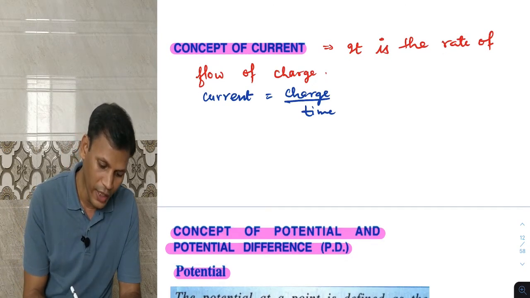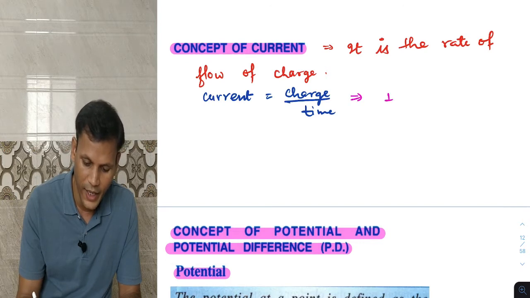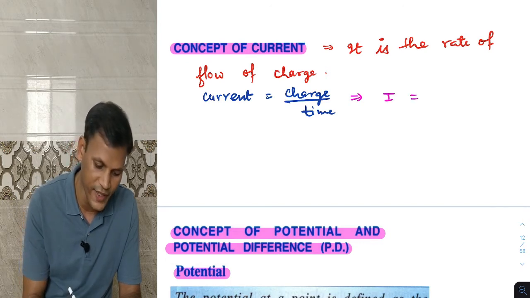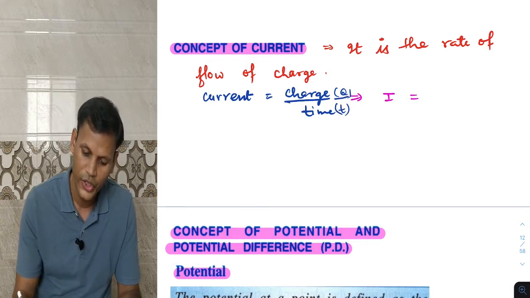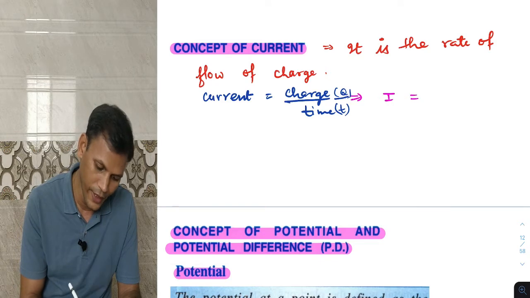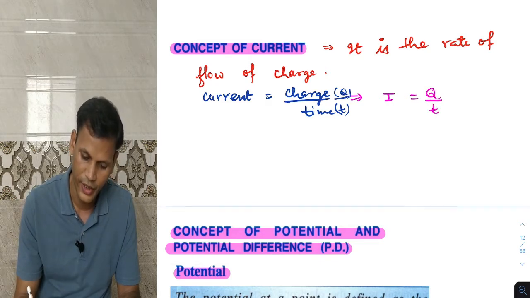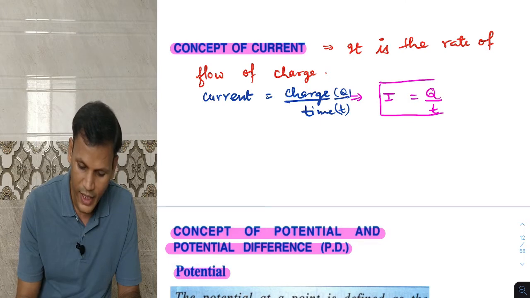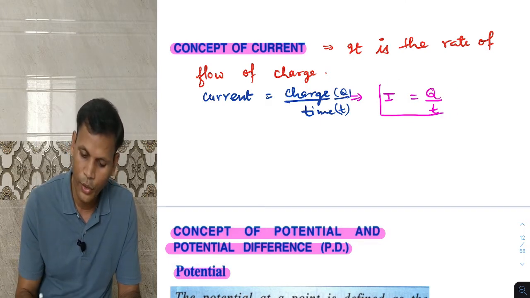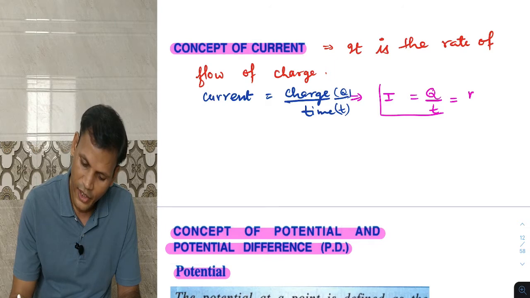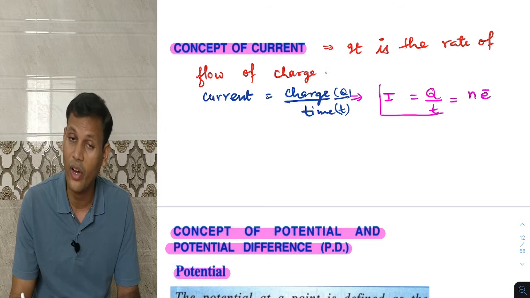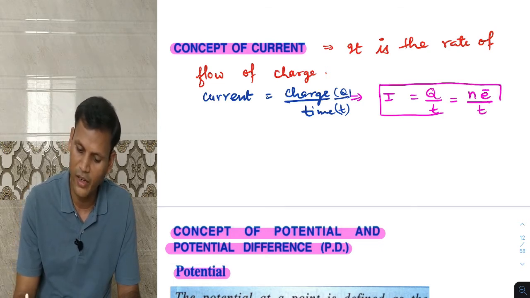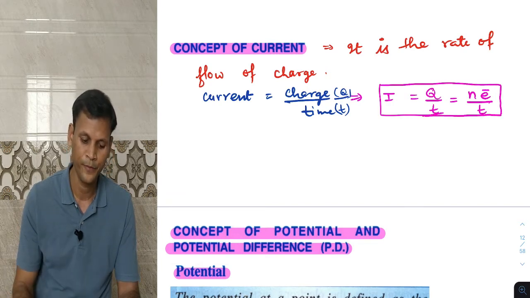And we know current is represented by I, charge is represented by Q, and time is represented by T. So I will be Q by T. One more term is there, that Q. What is Q? Q is any number of electrons into charge on each electron, and T is the time. So the entire formula can be written like this.